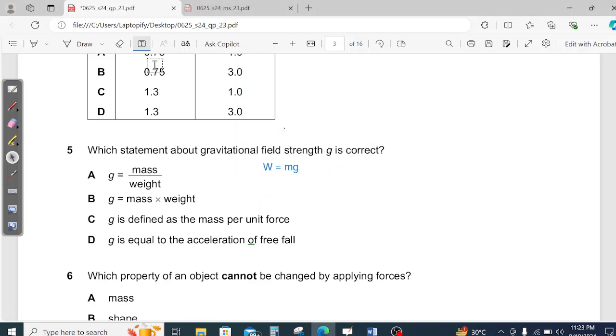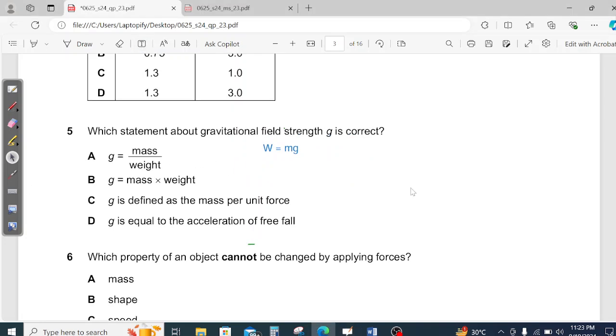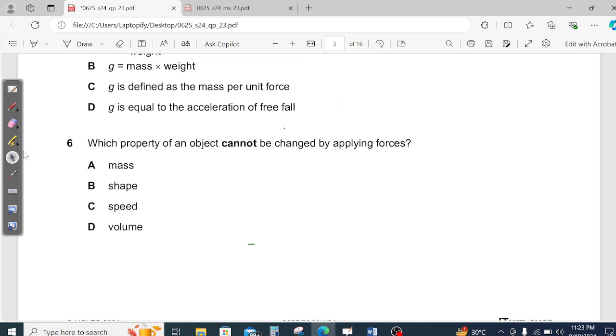Is it clear? Now question number 6 is, which quantity of an object cannot be changed by applying a force? So remember, when you study the effect of forces, by applying the force you can change the shape of the object. By applying the force during the motion of your vehicle, the speed can be changed. By applying the force you can compress any body and the volume can be changed.